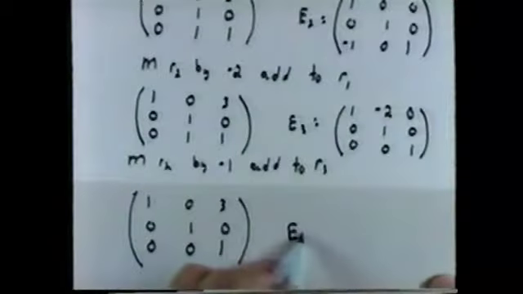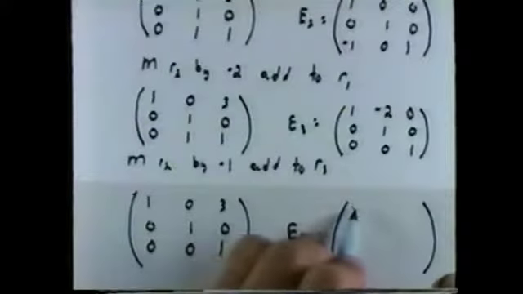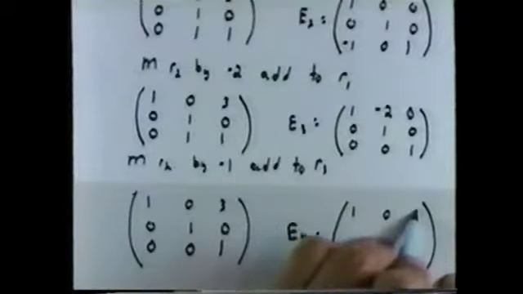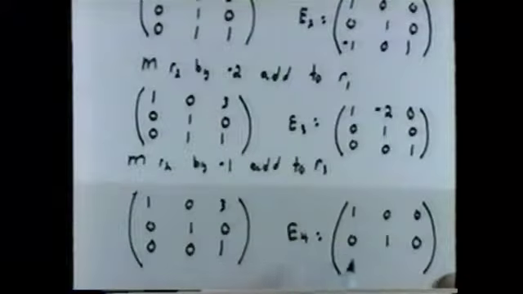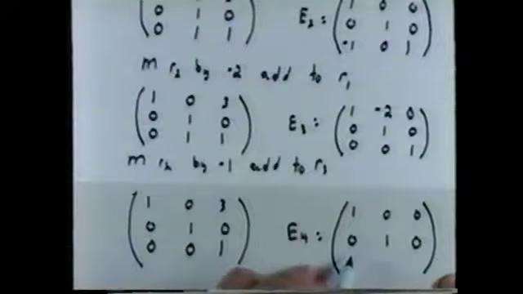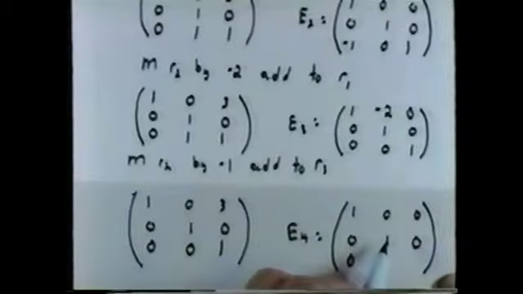So then E4, I'm going to do the same thing to the identity matrix. I'm going to leave rows 1 and 2 of the identity matrix the same, but I'm going to multiply row 2 by negative 1 and add to row 3. Well, row 3 of the identity matrix is 0, 0, 1. So I multiply row 2 by negative 1 and add to 3. Negative 1 times 0 is 0. 0 plus 0 is 0. Negative 1 times 1 is negative 1, plus 0 is negative 1. Negative 1 times 0 is 0. 0 plus 1 is 1. So we get E4.